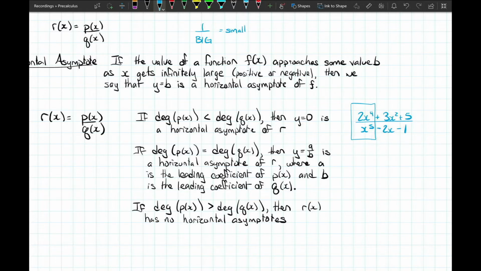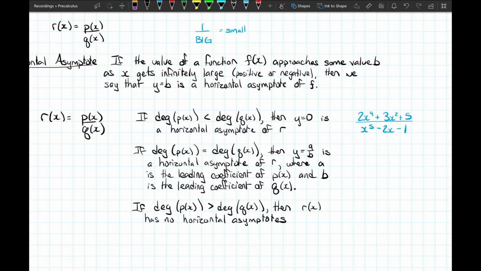The biggest term in the numerator is going to have this x to the 4. And the biggest term in the denominator is going to have x to the 5, and it's going to win. So that means that the denominator gets much, much larger than the numerator eventually. And this is going to have a horizontal asymptote of 0, since the bottom is far outweighing the numerator, and 1 divided by a big number is very small.